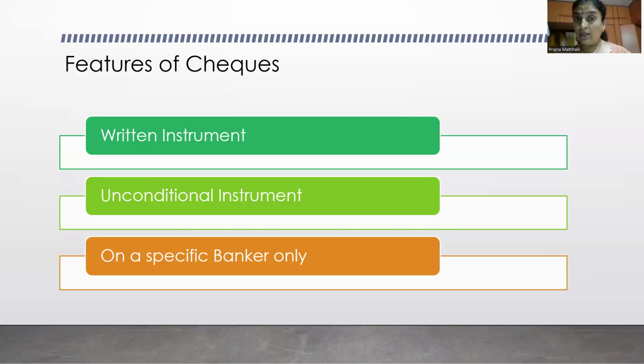It's a written instrument, compulsorily should be in writing. Then unconditional instrument, that means no conditions can be put, on a specific banker only. That means if you are having State Bank of India's checkbook, that is the specification of a banker. That means drawee is certain here. And if you are having the checkbook of Canara Bank, then only that bank gives the money, because that is the drawee bank. So on a specific bank only we can write the check.